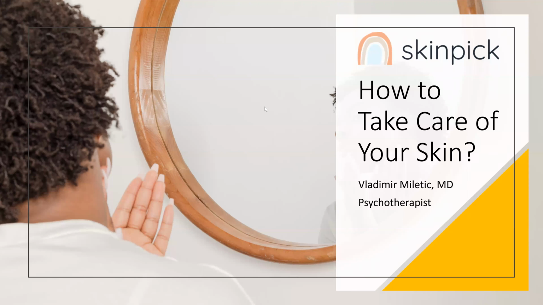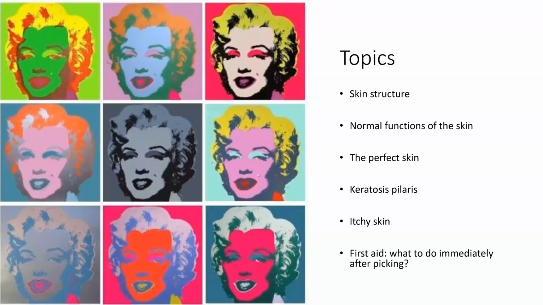So here are some of the topics that we will be talking about tonight. We'll talk about skin structure. What is it that our skin is made of, and what is it that each part of the skin actually does. So that would be one. We'll talk about normal skin functions in terms of what your skin does for you and why it is so important. We'll talk about the notion of the perfect skin and having completely smooth skin.